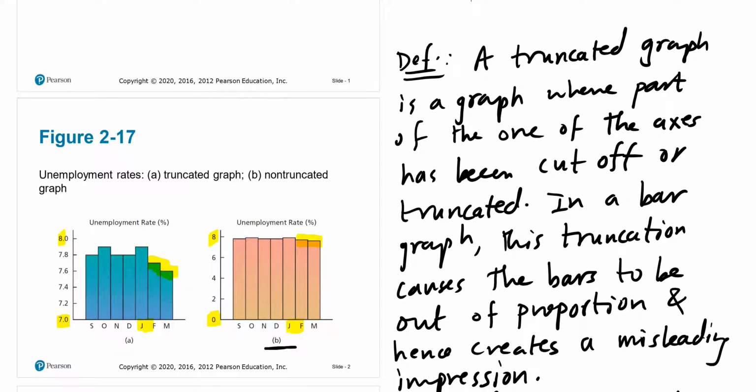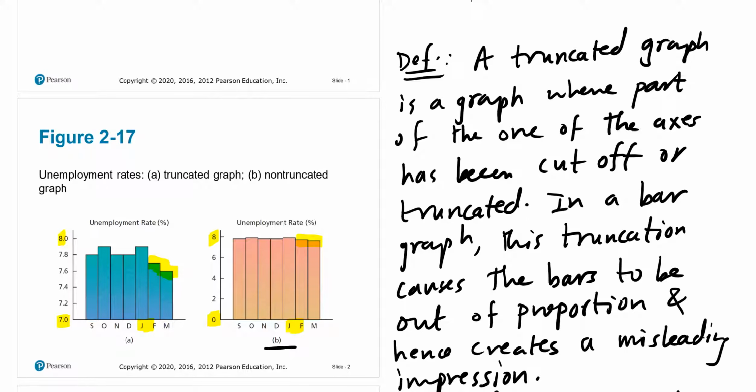And what happened is someone cut part of the axis. Some people cut the horizontal axis, sometimes the vertical, mostly the vertical axis. So they cut off part of the vertical axis, and notice what happened. Now the graph on the left side, which is A, starts at 7, not 0 anymore. So it goes 7 to 8. Now what happened to the bars? They're not almost at the same level.